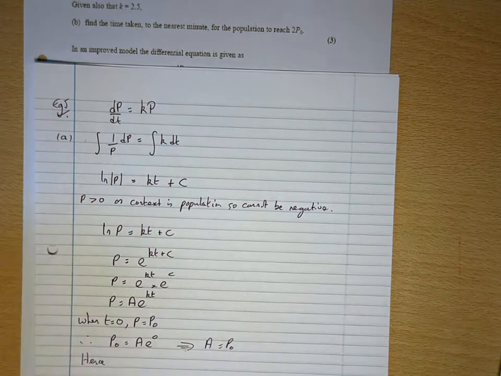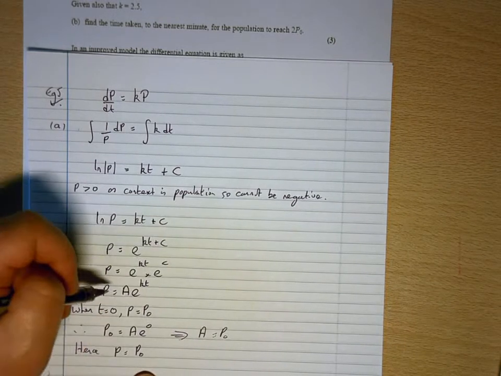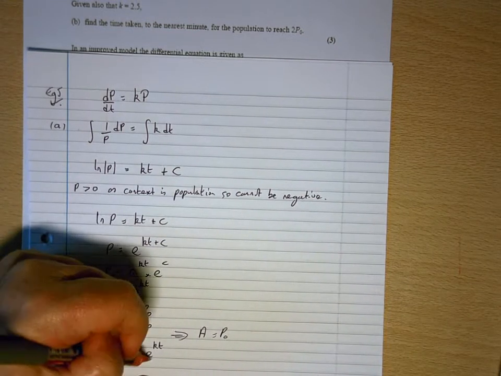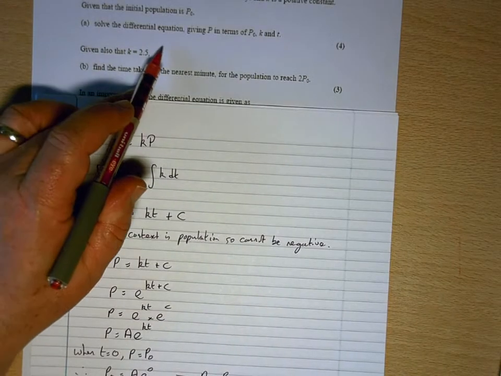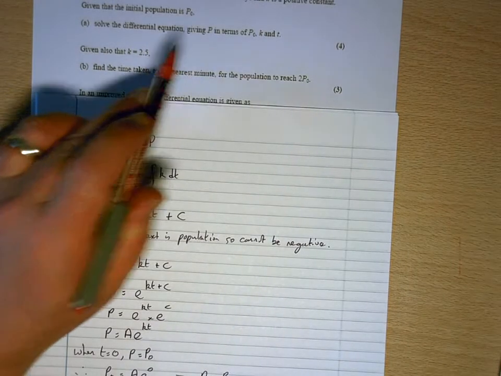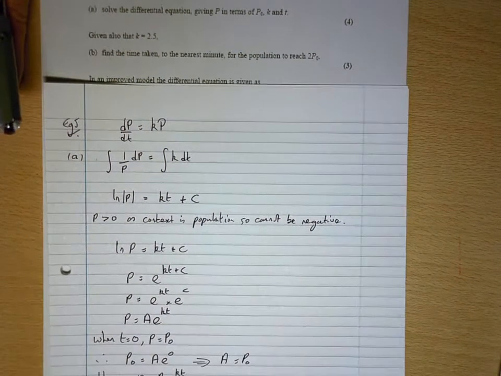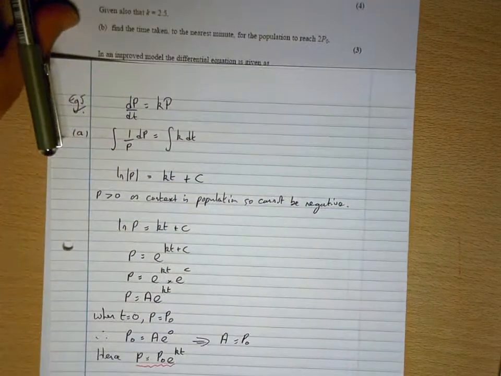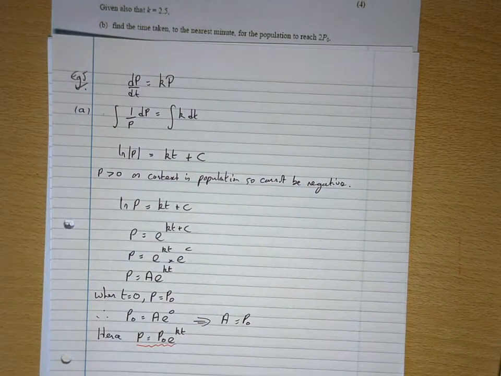Hence P equals P naught e to the kt. So that is my part A solution to the differential equation giving P in terms of P naught, k and t. 4 marks. Part B, given also that k equals 2.5, find the time taken to the nearest minute for the population to reach 2P naught. So basically for the population to double.